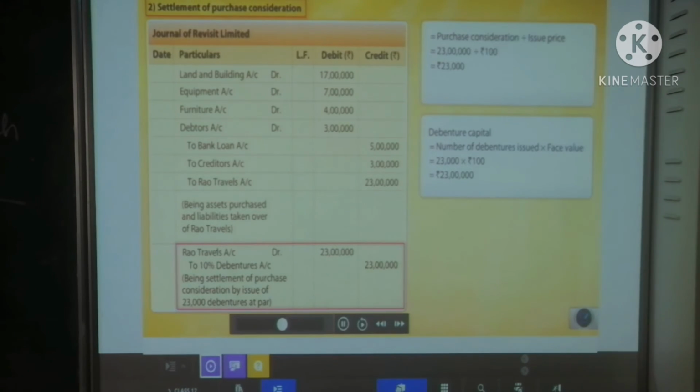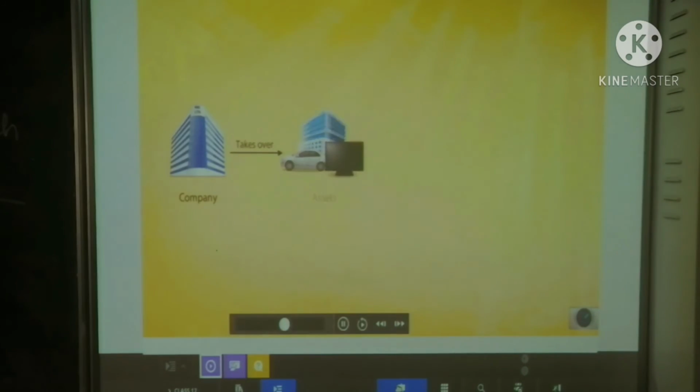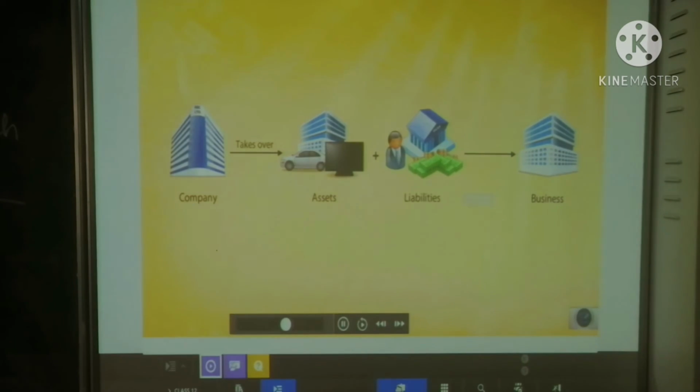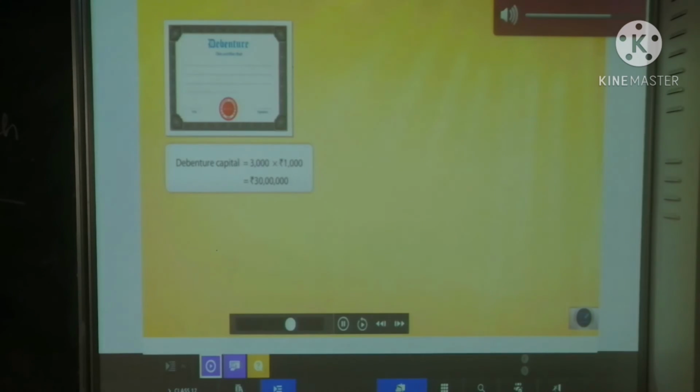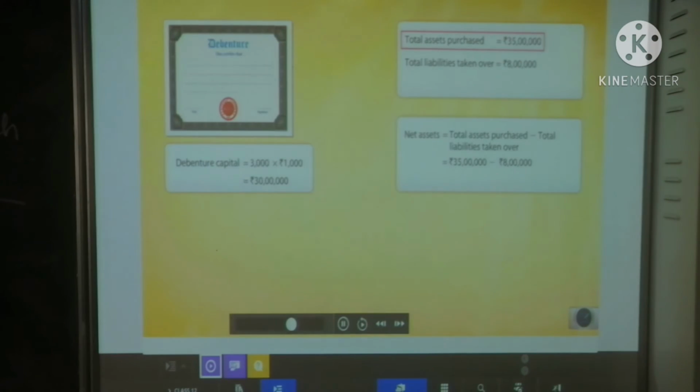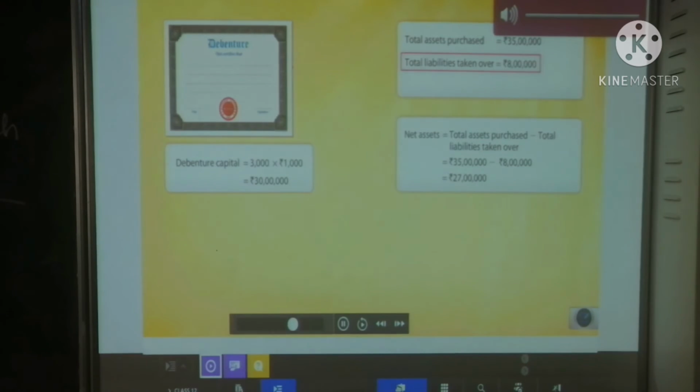or at a premium. Moving ahead, we will record journal entries when a company takes over all the assets and liabilities of another business. ABC Limited acquires AL Stores by issuing 3,000 10% debentures of face value 1,000 rupees each at par. ABC took over assets valued at 35 lakh rupees and liabilities of 8 lakh rupees.